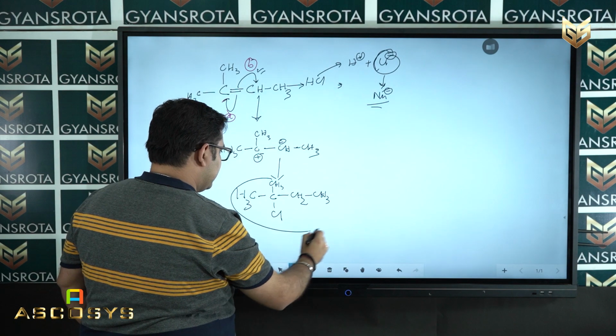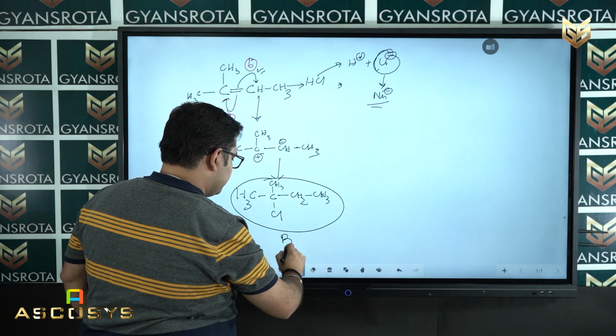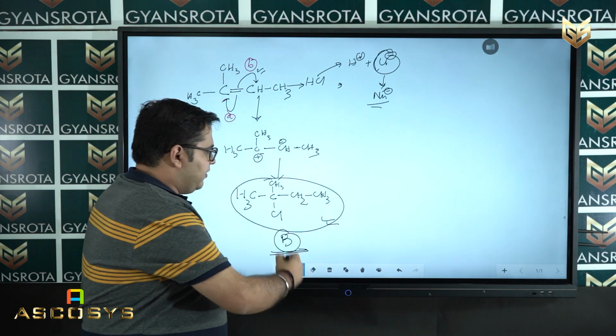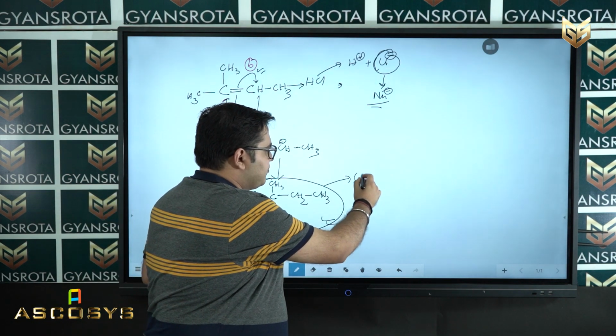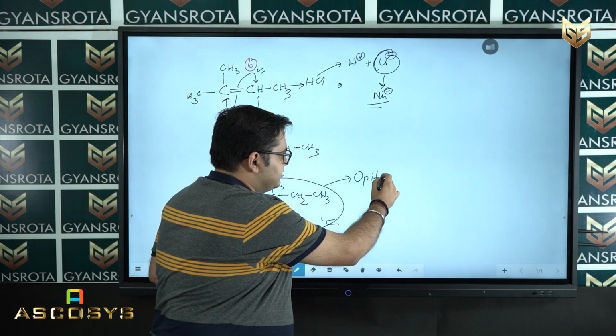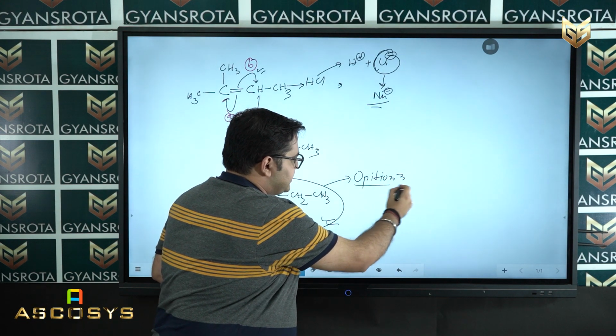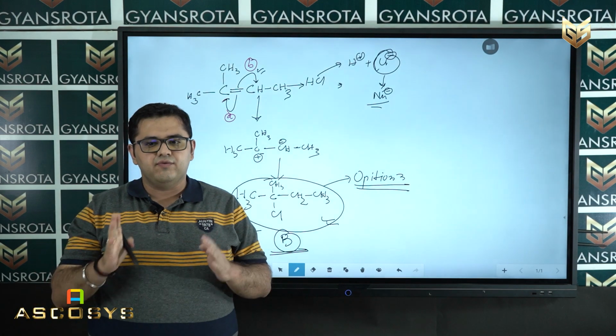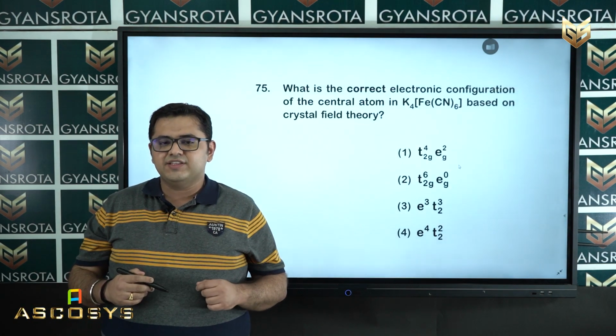And this is nothing but the product B. So, this is your option number 3, which is the correct answer of question number 74. So, question number 75 is on the screen.